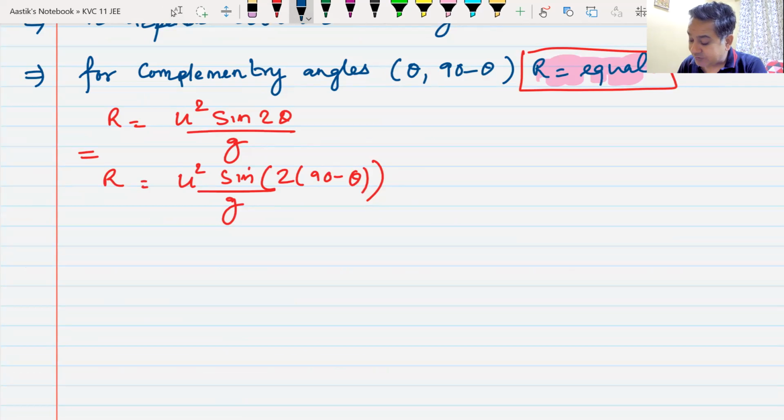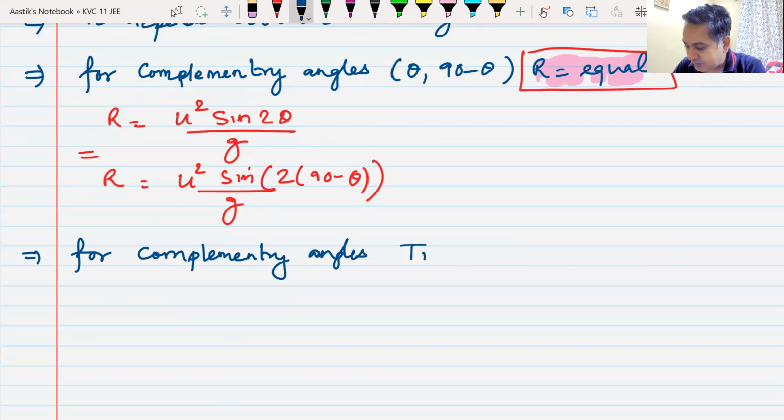Talking about complementary angles, for complementary angles, time of flight t1 divided by t2. In first case, the time of flight is 2u sine theta by g. In second case, time of flight is 2u cos theta by g. So if I divide it, I will get tan theta. Do we understand this? Sine theta divided by cos theta.